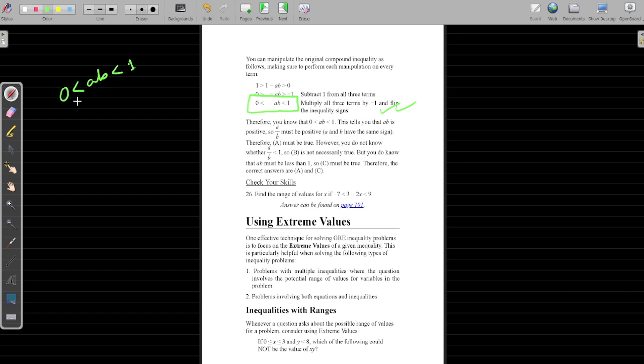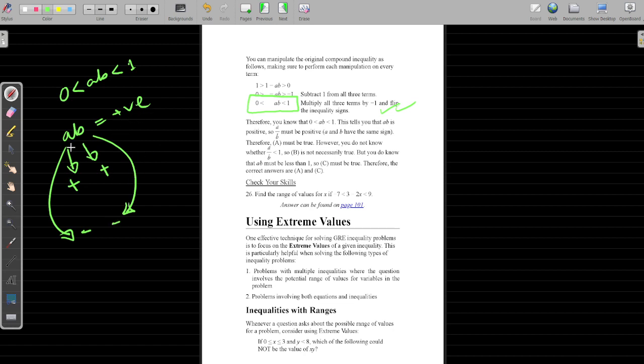It means, look, any number which is greater than 0 means that number is positive. That's why ab is positive. So how can this ab be positive? Suppose a is a positive value as well as b is a positive value. In that case, their multiplication will be positive. Again, if a is negative and b is negative, then it is also positive.